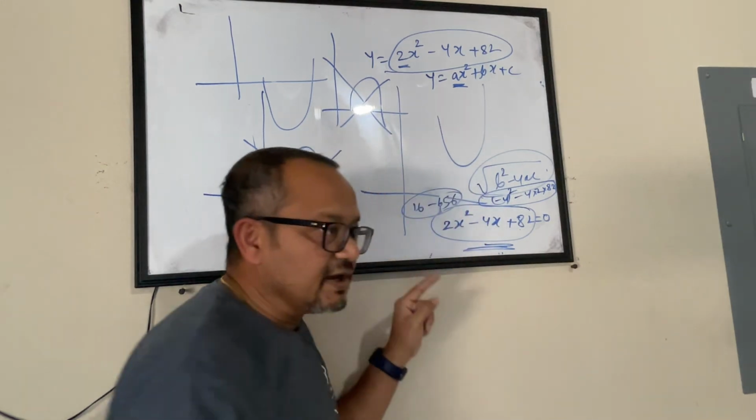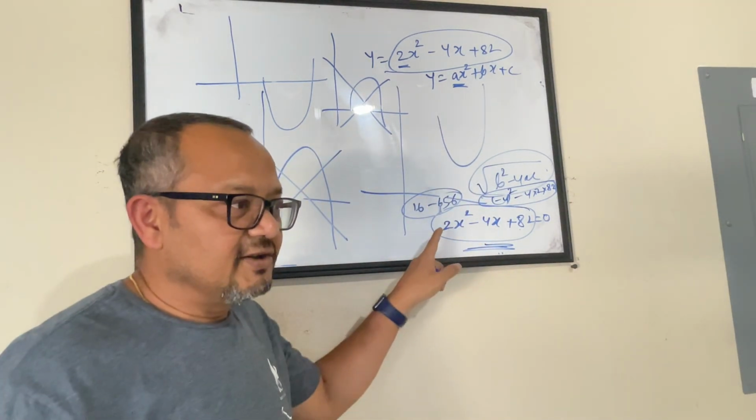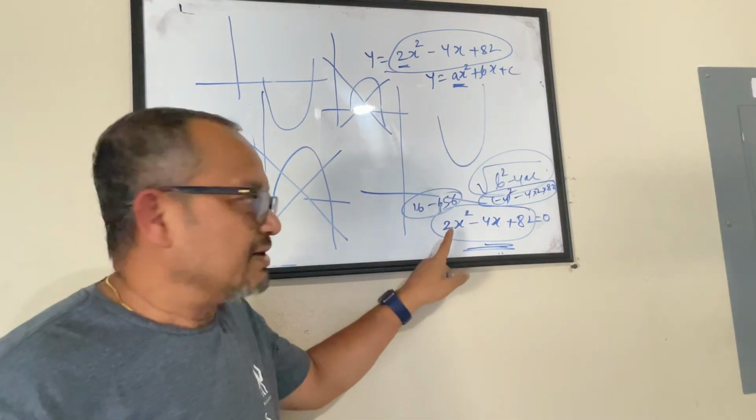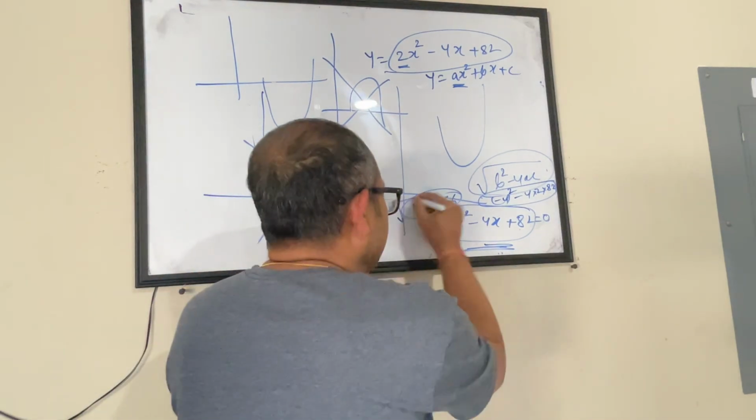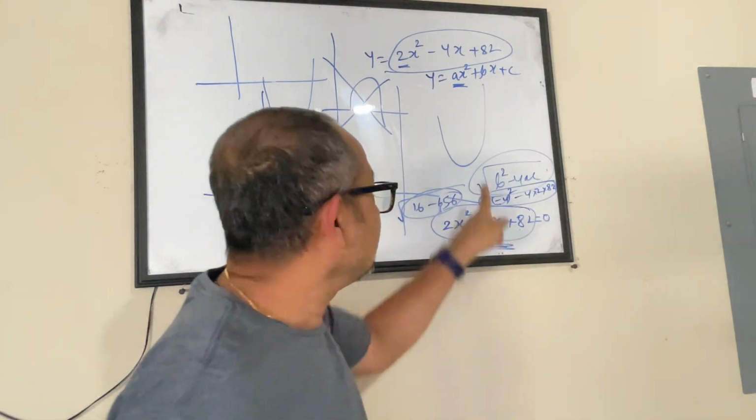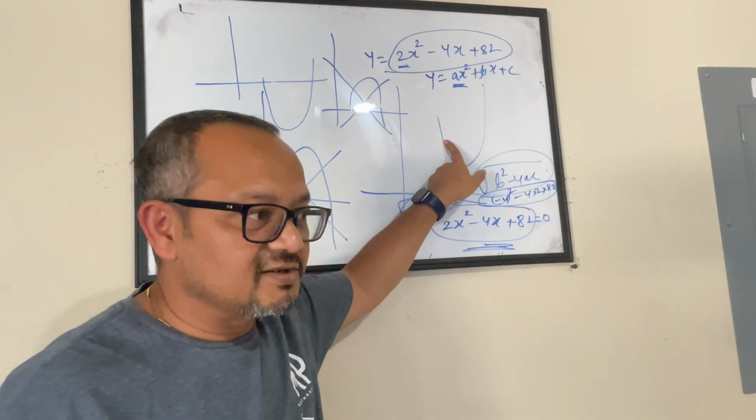You are getting a negative value. You are getting an imaginary situation. You have to find out the square root of a negative. That is what is your discriminant. This could be a possible answer.